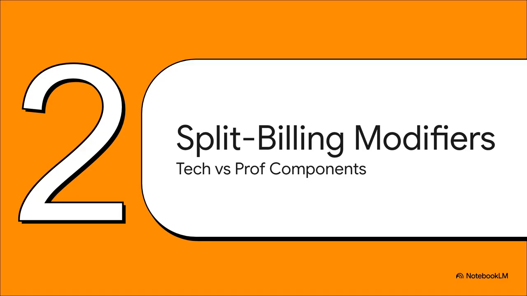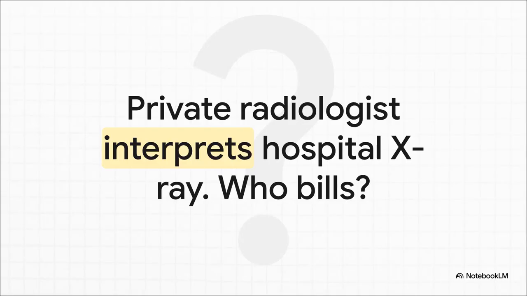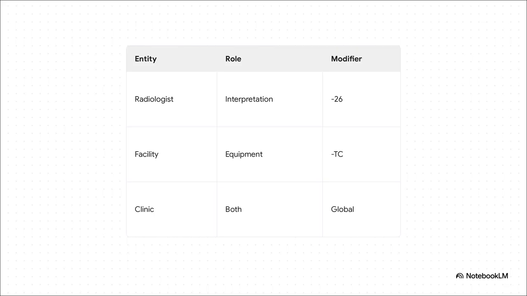Moving on to Section 2, split billing and modifiers, tech versus professional components. This brings us to a really fundamental coding question. Who actually performs the imaging versus who interprets it? Picture this: a private practice radiologist reads an X-ray that was performed at an outpatient community hospital and then dictates the official written report. We've got 2 entirely different entities sharing the workload here. So who bills what? And this brilliantly illustrates exactly how the CPC exam tests component billing.